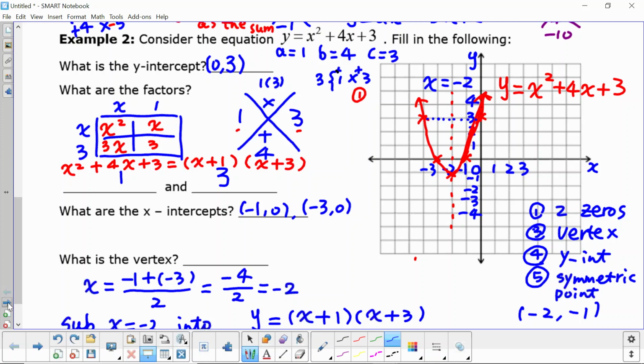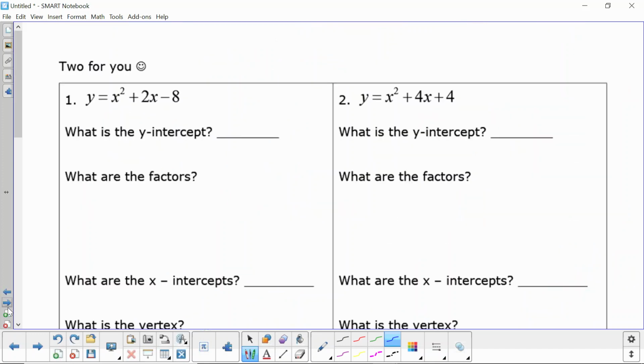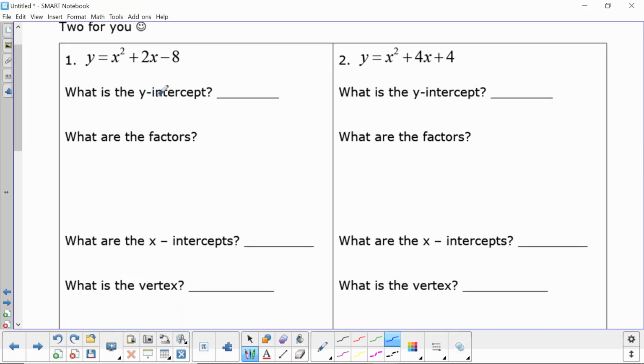So if you don't have questions, go to the next page, and we are going to do question 1 together and leave question 2 to you. Okay, so what's the y-intercept? It will be the C value, (0, -8).